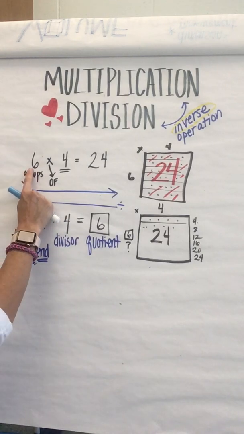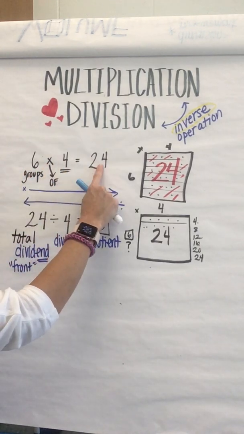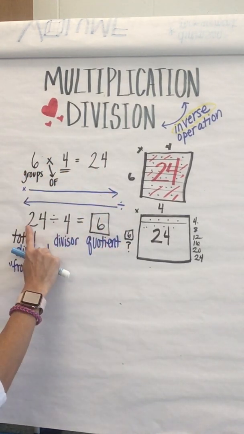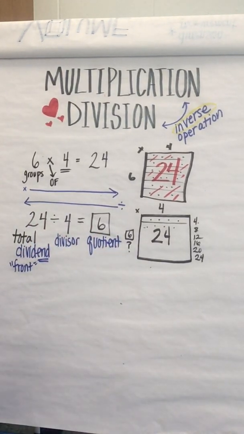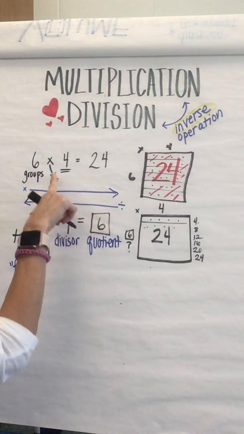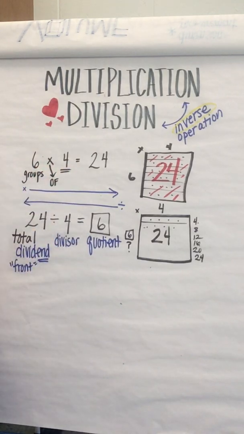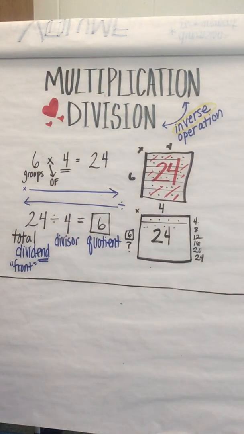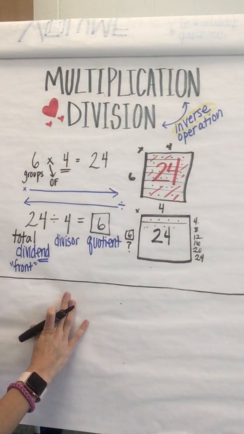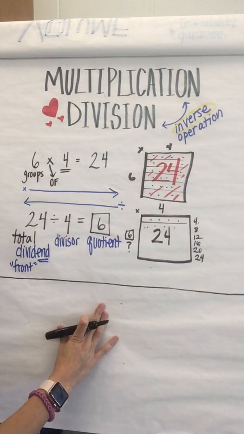So instead of reading multiplication, 6 times 4 is 24, we can read it backwards: 24 divided by 4 equals 6. That is a very basic overview. Now we're going to do just one problem, just one, that takes it up a notch, because this is such a basic fact. Let's go ahead and look at the problem.